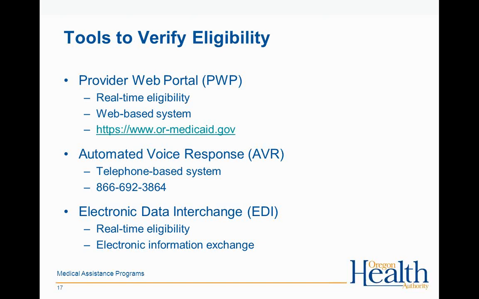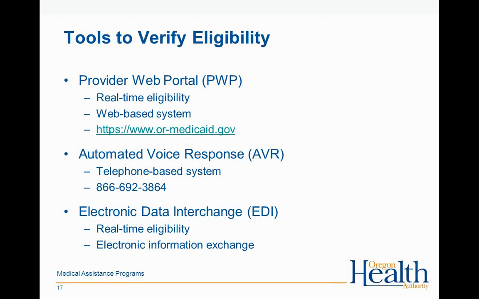All right, so tools to verify eligibility. Again, you're verifying eligibility on the date of service for the client because eligibility can change. We have a provider web portal that is real-time eligibility on a web-based system. Here's our website for that system. We also have a telephone-based system, the automated voice response, and there's the telephone number. This AVR does require a PIN every time you access it.